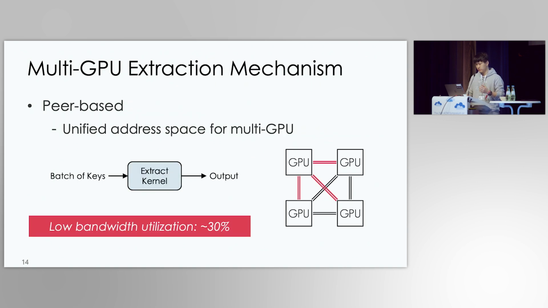Regarding extraction mechanism, recent systems use a peer-based method to access embeddings across GPUs. Modern GPUs have provided the ability to unify the address space of multiple GPUs, allowing GPUs to directly load or store memory addresses from a connected GPU. Therefore, the system can directly load embedding entries from all other GPUs in a zero-copy manner using a single kernel without the cost of buffering. However, we discovered that existing peer-based systems suffer from extremely low utilization of bandwidth.